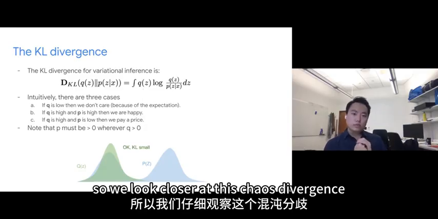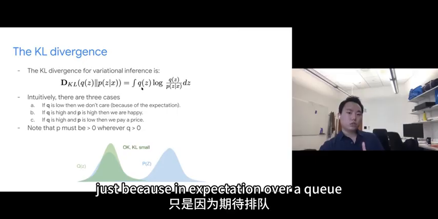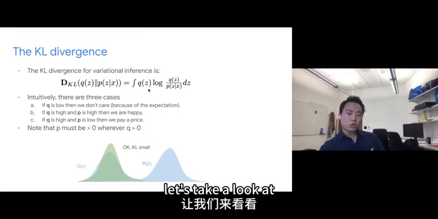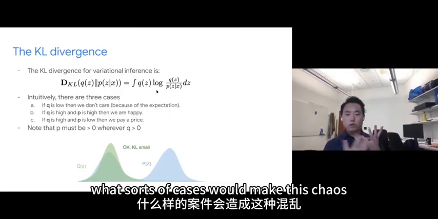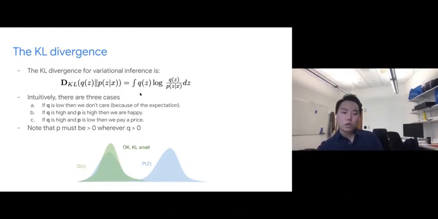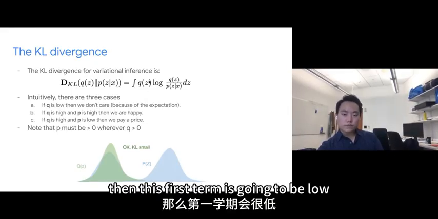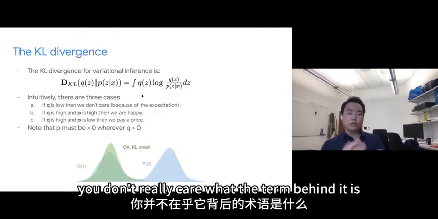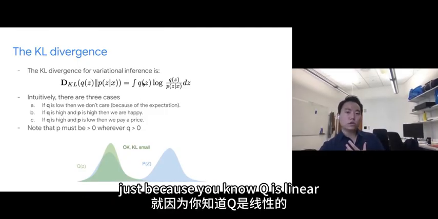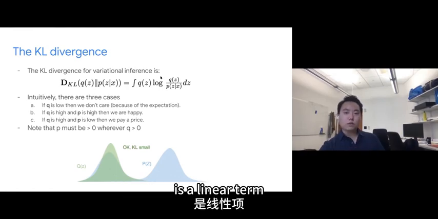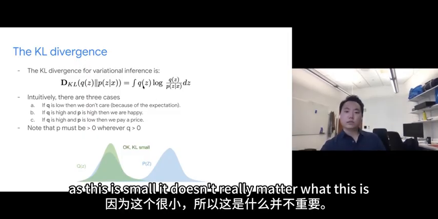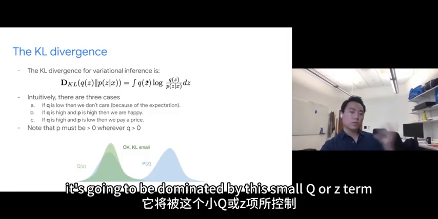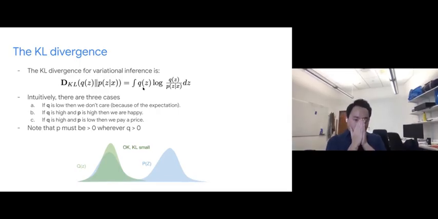So if we look closer at this KL divergence, just because it's an expectation over Q, let's take a look at what sorts of cases will make this KL large and what sorts will make it small. So we know there's an expectation over Q. So if Q is small, then this first term is going to be low. You're going to be weighting it by a small value of q. And that means you don't really care what the term behind it is. Just because q is a linear term, and log of this is going to be a logarithmic term. So as this is small, it doesn't really matter what this is. It's going to be dominated by this small q of z term. So if q is low, then we don't care.